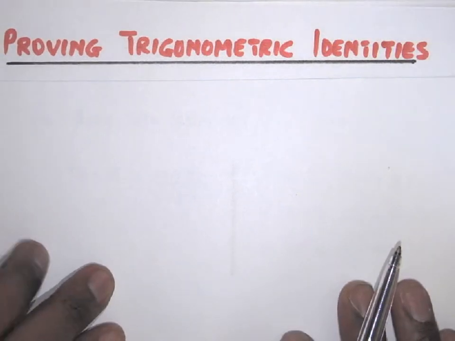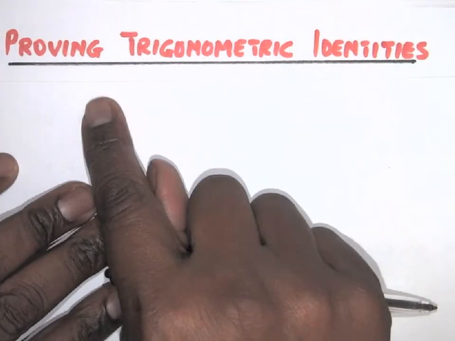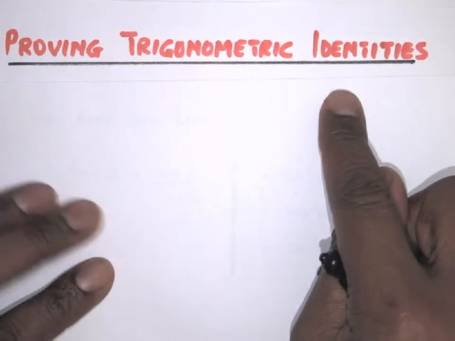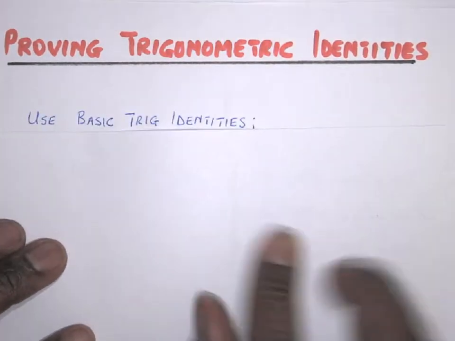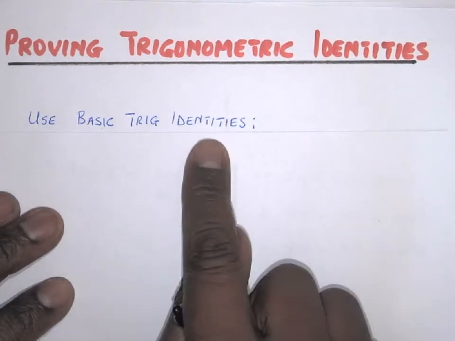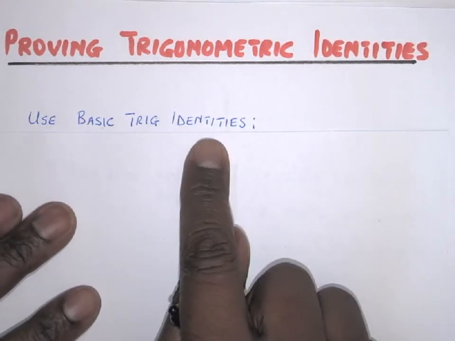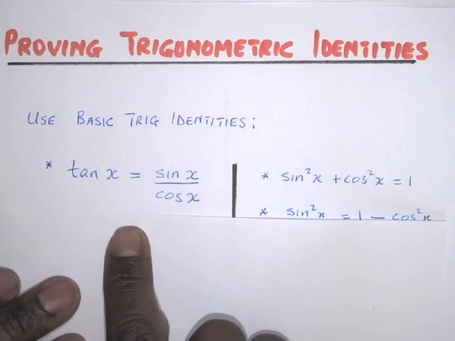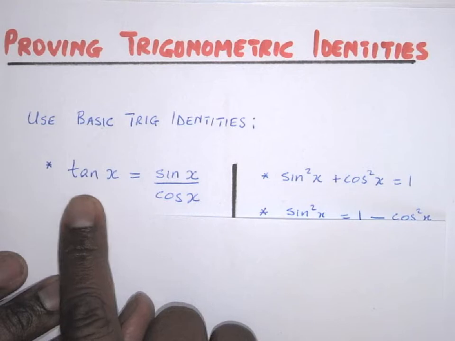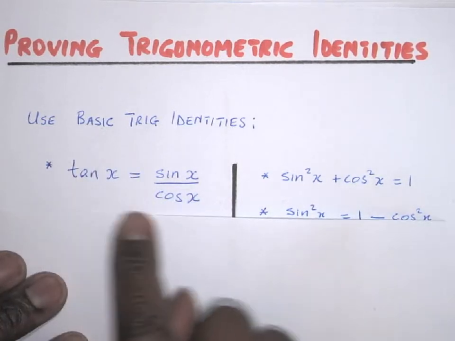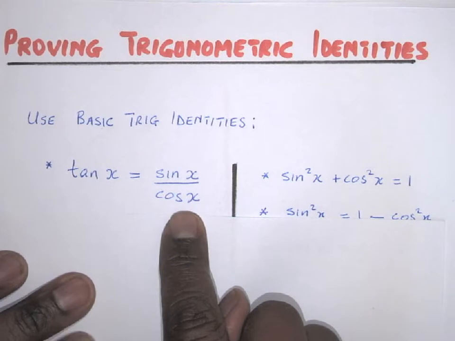Hi, grade 11s. Today we'll be proving trigonometric identities. To prove trig identities, we use the basic trig identities. We looked at these in our previous lesson. Now, the basic trig identities are that tan x is the same as sin x over cos x, meaning if I see tan x, I can replace it with sin x over cos x.